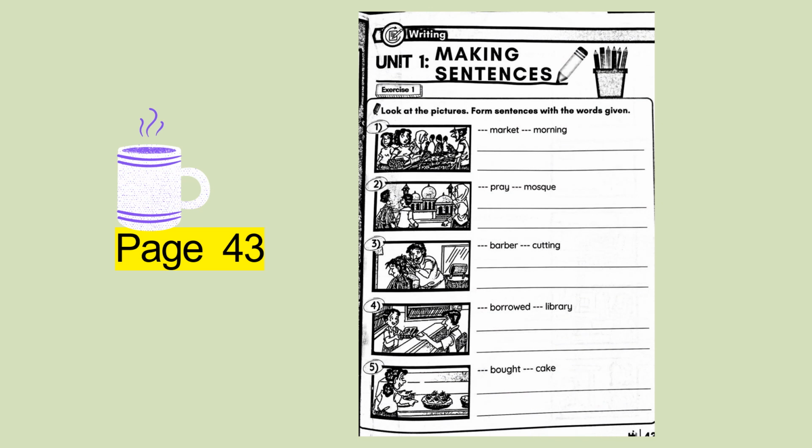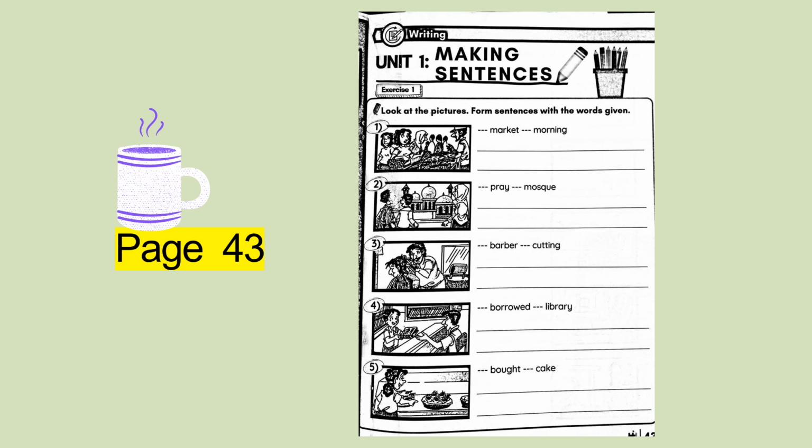Turn to page 43. Right, okay, so take a look at page 43. You can see pictures on your left hand side, and on the right hand side, you're going to use the 2 words for each picture to write a sentence. So remember, when you write the sentence, it has to be a good sentence with good grammar.